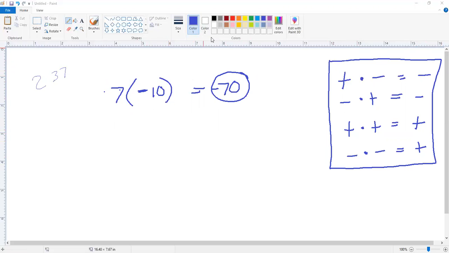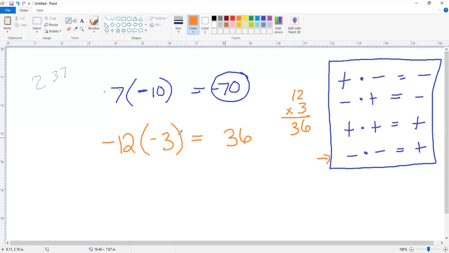And I'm going to change my color for the next question. Okay, so now we have negative 12 times negative 3. So we have a negative times a negative. Let's look over here. Our answer is going to be a positive number. 12 times 3, and that should be one of our math facts. So I hope you got 36. If not, we could do 12 times 3. 3 times 2 is 6. 3 times 1 is 3.